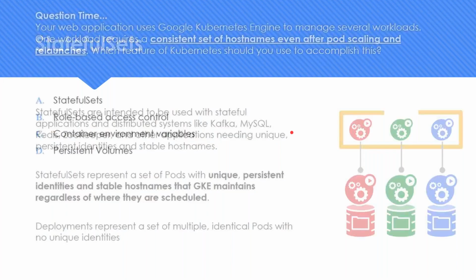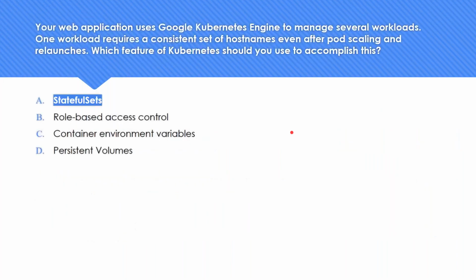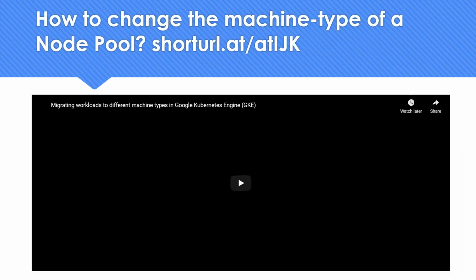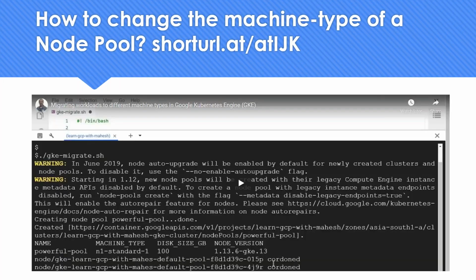Now, coming to the last concept in Kubernetes. How do I change the machine type of a node pool? If you have a machine type and you want to change it, maybe you started with G1 small, later you don't know because the load is too much and you are not able to handle it, so you wanted to change the machine type of it. Then how do I do it?